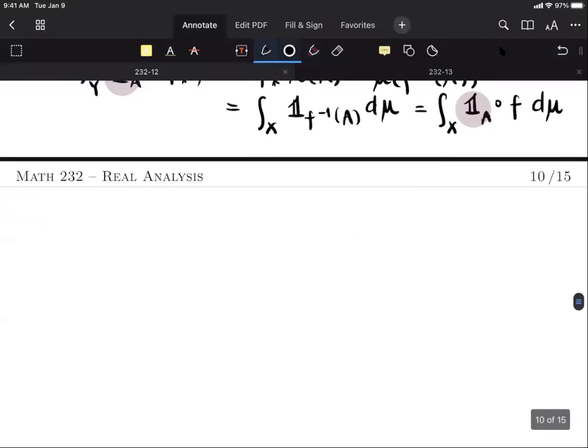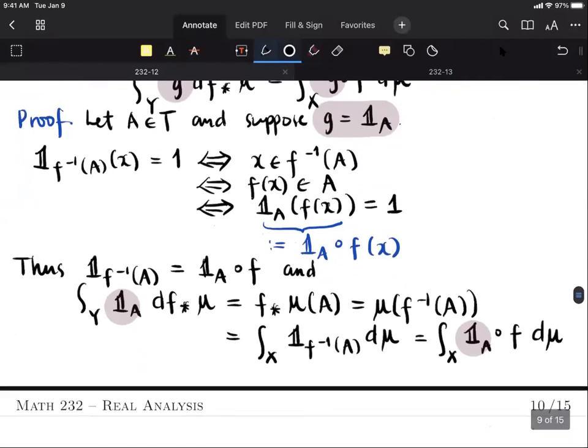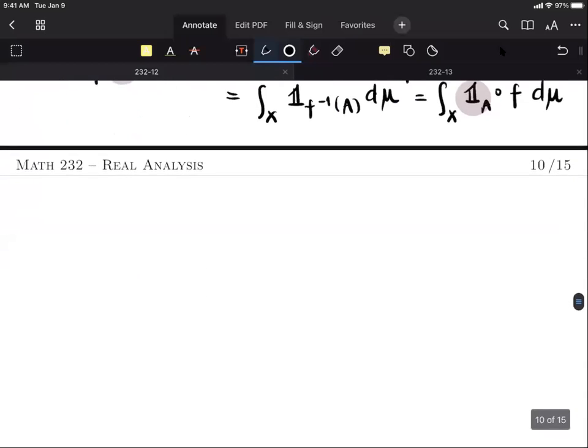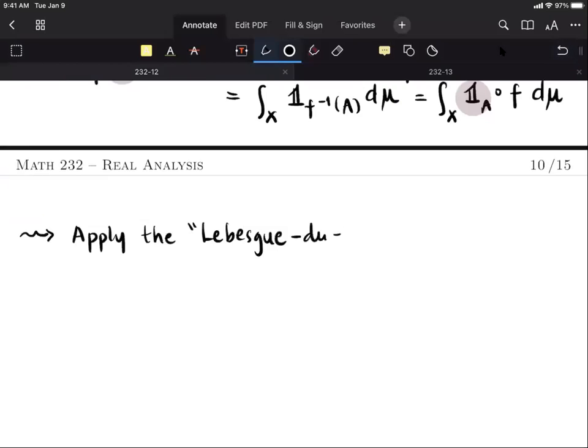Now, since we know that the integrals are equal or coincide in the case of characteristic functions, as I explained in the last lecture with regards to the Fubini-Tonelli theorem, from this we now apply the Lebesgue-Dubois-Reymond strategy to conclude that the above equality of integrals is also valid for non-negative measurable functions and hence for integrable functions.